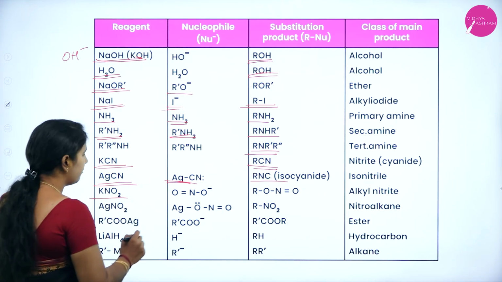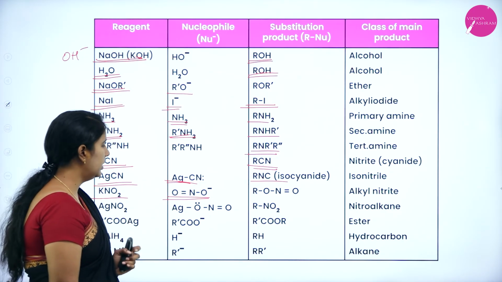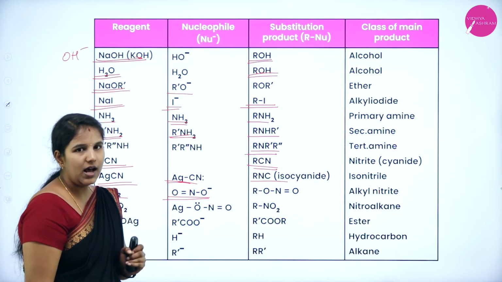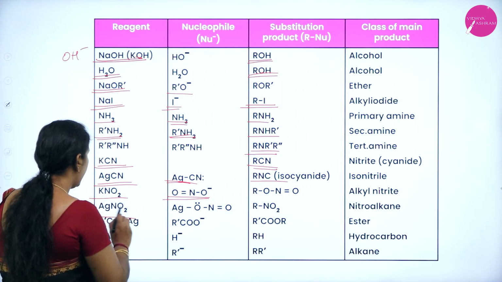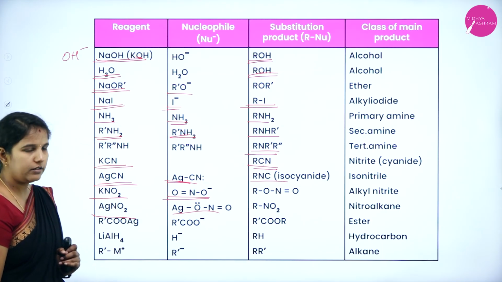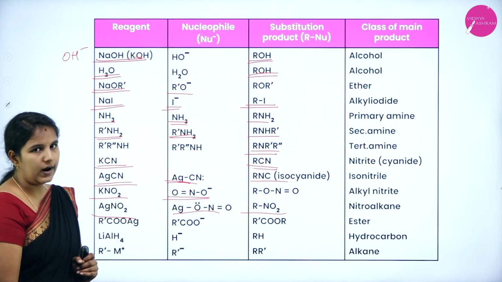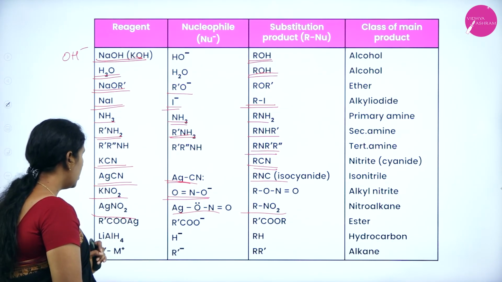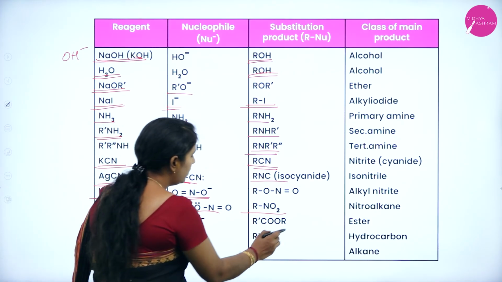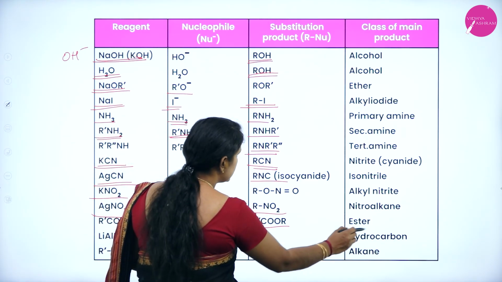If you take KNO2, the nucleophile is through the oxygen, so it forms R-O-N=O, an alkyl nitrite. Similarly, if you take AgNO2, the attack is through nitrogen, with a double bond to oxygen. Thereby it forms RNO2, which is a nitroalkane. If you take RCOOAg, the nucleophile is RCOO minus, so it forms RCOOR, an ester.